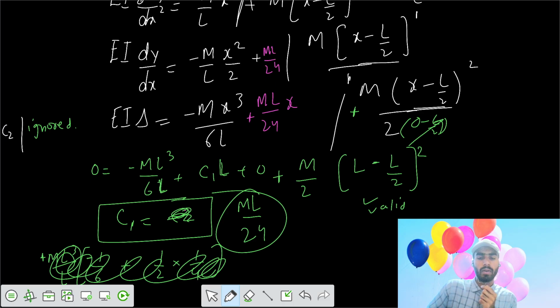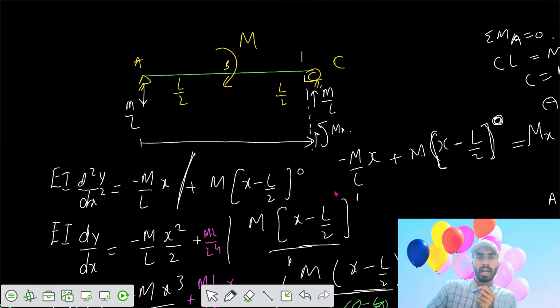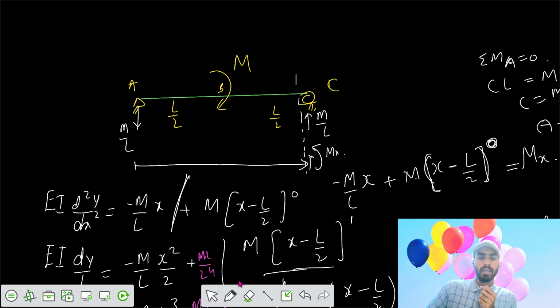Now we have to get the values of moments and slopes. Because of this moment, there would be some upward displacement of this part, and to maintain the slope here there would be a downward movement of this part. It would be some theta a here, theta c here, and theta b here. We need to get the value of theta a, theta b, and theta c.